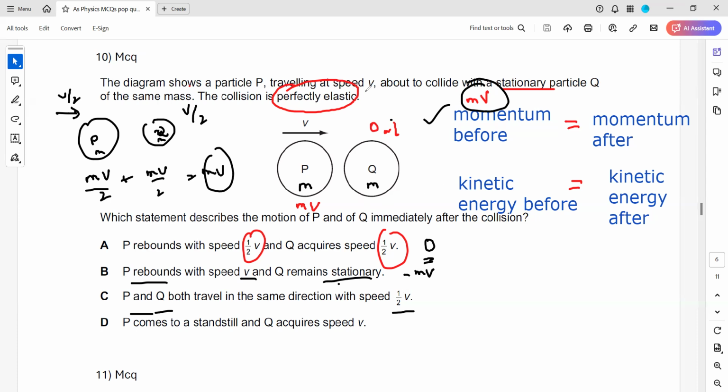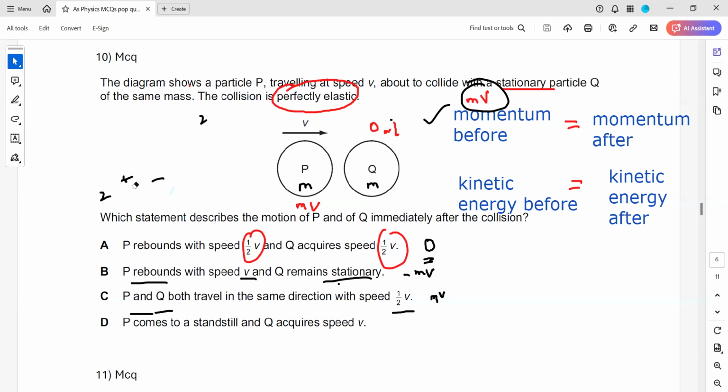But the second condition, because it's an elastic collision, is that the kinetic energy should also be conserved. So the momentum is conserved, the momentum is mv. But what about the kinetic energy? The kinetic energy before should be equal to the kinetic energy after. So how to work out the kinetic energy before? Kinetic energy is half mv square. This object has a mass m, velocity v, so the kinetic energy will be half mv square. And this object was stationary, so the kinetic energy is 0. So the kinetic energy before is half mv square, and the final should also be half mv square.